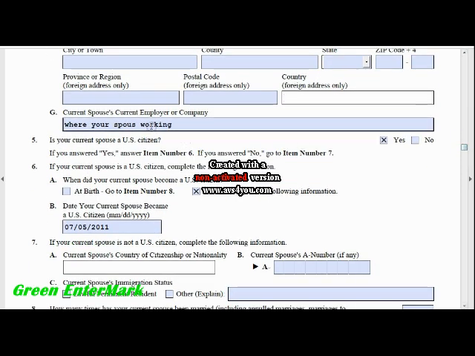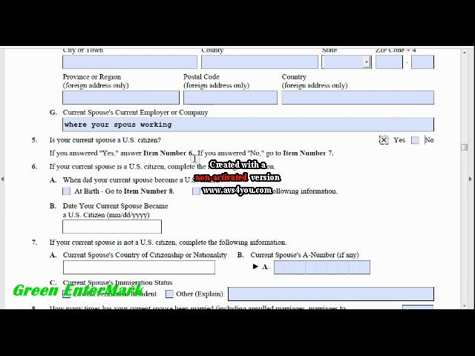Okay, current spouse, current employer or company. If your spouse is an employee, you have to mention the employer's name. And, is your current spouse a US citizen? You have to mention yes or no. If you answered yes, then item number 6. If you answered no, go to item number 7.